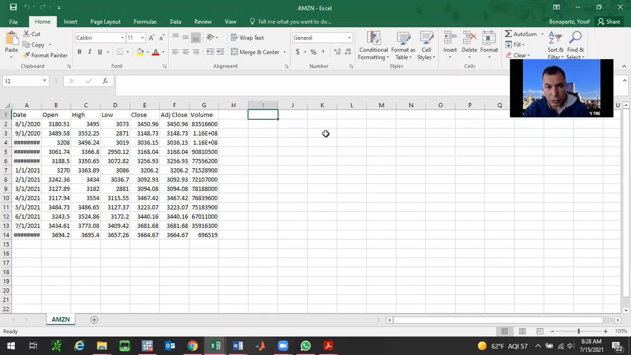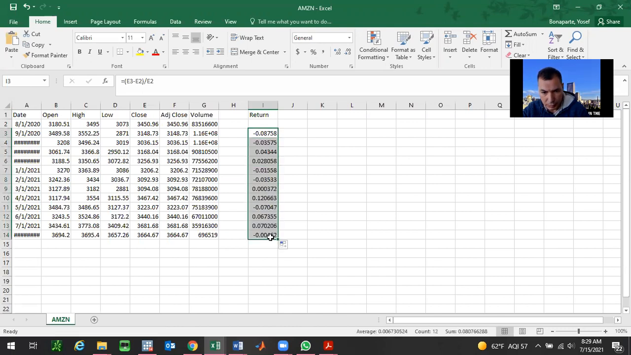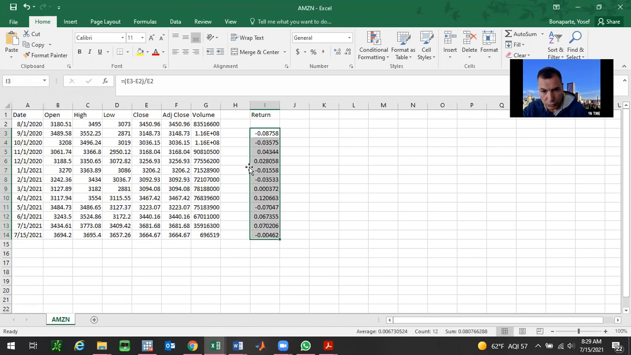So now I need to calculate the change. In this case, it's a return. So the return of Amazon is this minus this divided by this: the price of today minus the price of last period, divided by the price of last period, with the parentheses. And then double click the last one, the last observation. You need all the observations. And then a distribution.